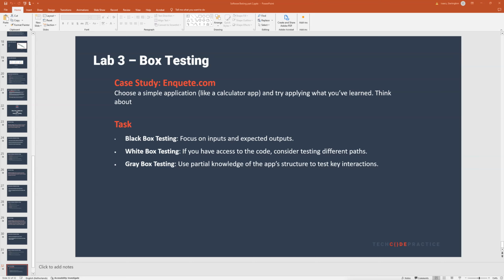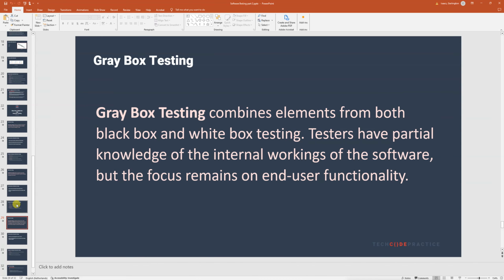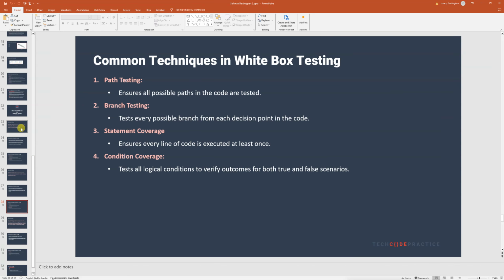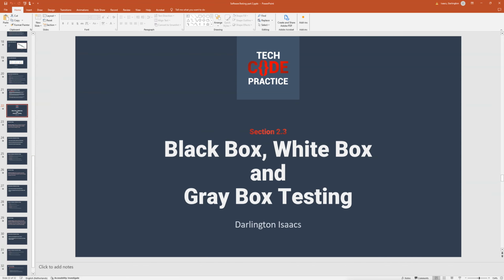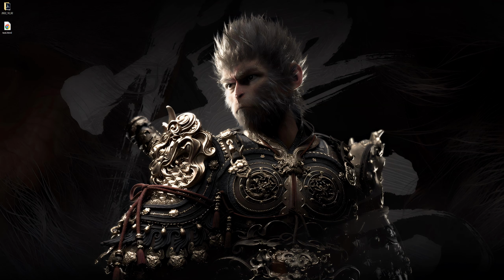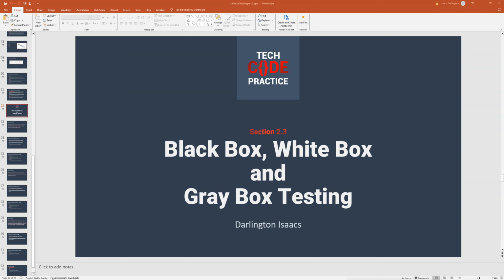Last time when we were together, last Saturday, we left off with a lab session concerning box testing. So white box, black box, and gray box testing. Just a quick recap on those areas.